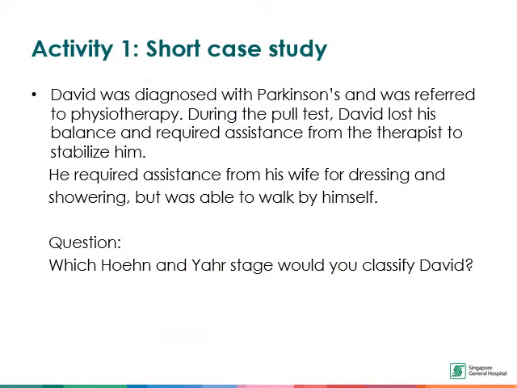Let's take a look at this short case study. David was diagnosed with Parkinson's and was referred to physiotherapy. During the pull test, David lost his balance and required assistance from the therapist to stabilize him. He required assistance from his wife for dressing and showering, but was able to walk by himself. Which Hoehn and Yahr stage will you classify David? Pause the video, refer to the previous 2 slides, and have a think about the answer.